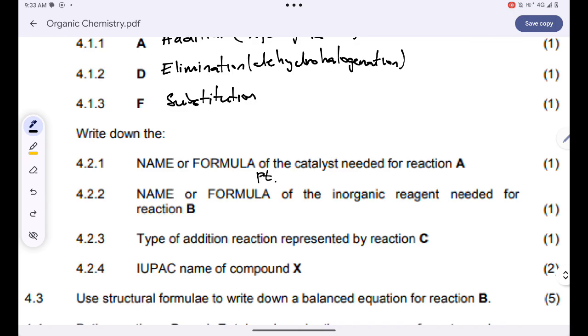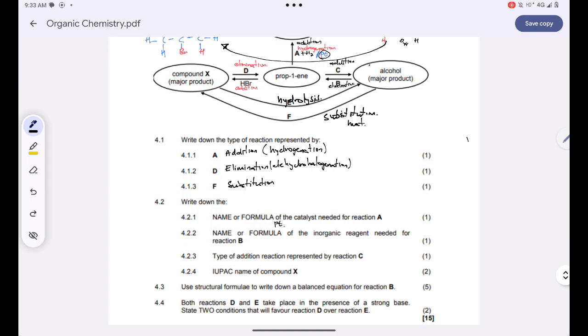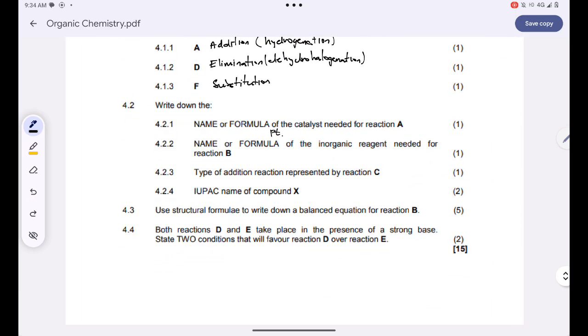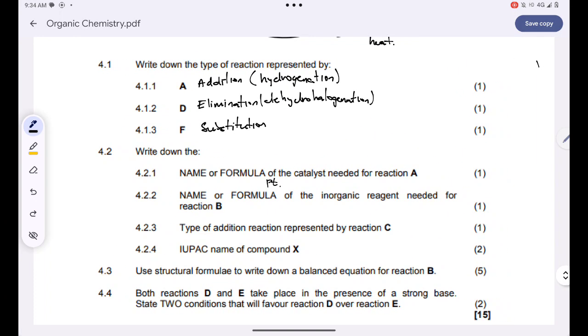Okay, 4.2.2, write down the name or formula of the inorganic reagent needed for reaction B. Where's reaction B? We are moving from an alcohol to propene, né? That simply means that we are eliminating. Remember that, guys, reaction B is elimination. We are eliminating water. Are you together, guys? We are eliminating water.